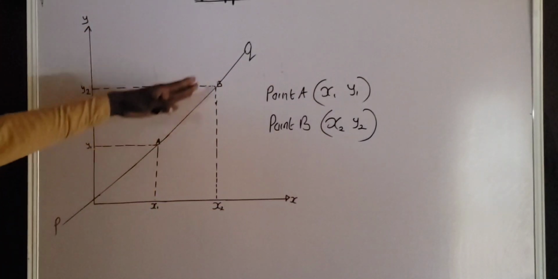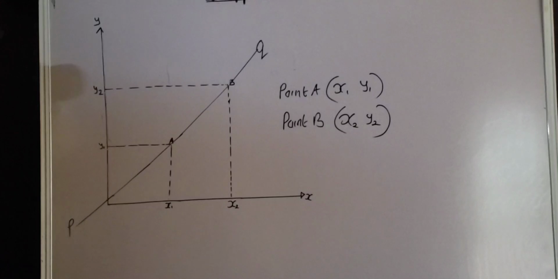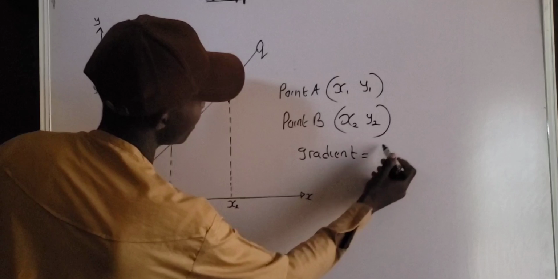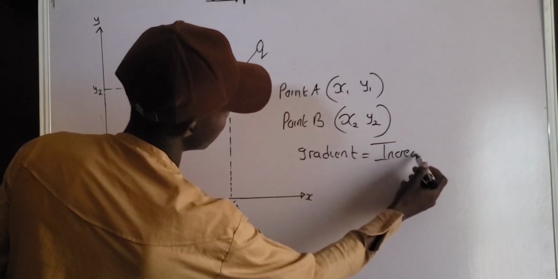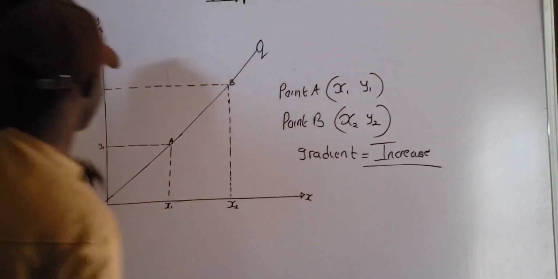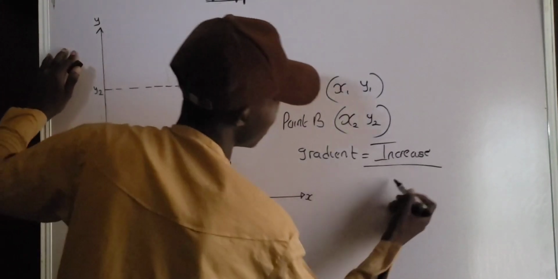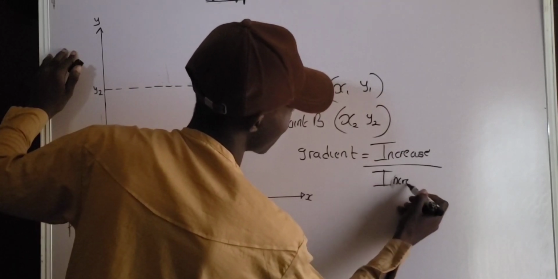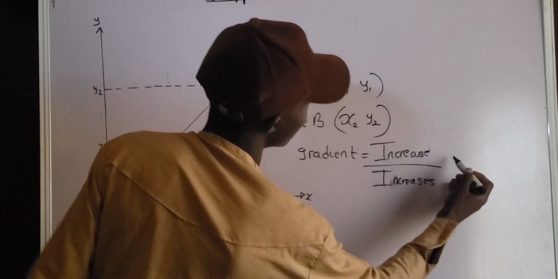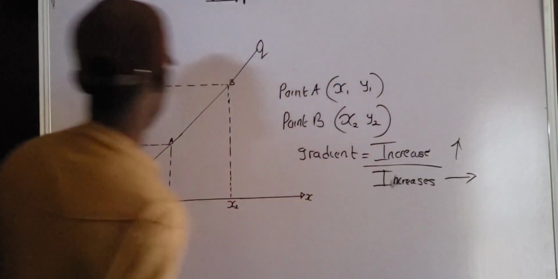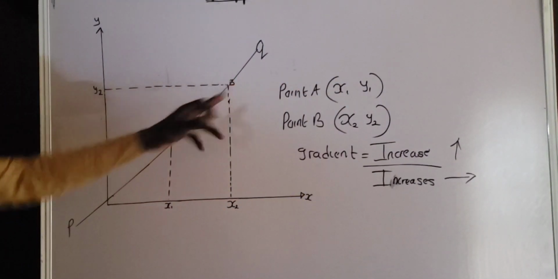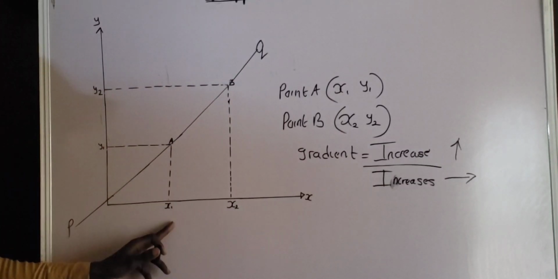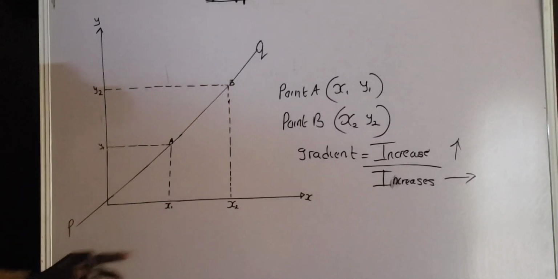So, if you want to find the gradient of P and Q, the gradient is given by increase along the vertical axis all over increase along the horizontal axis. You understand? So if you want to calculate the gradient of line PQ when we are given 2 points A and B, we make use of that formula.